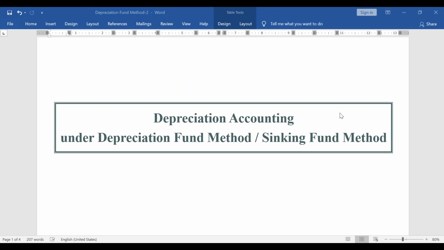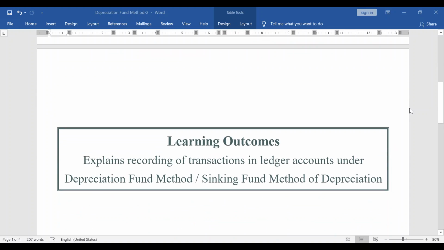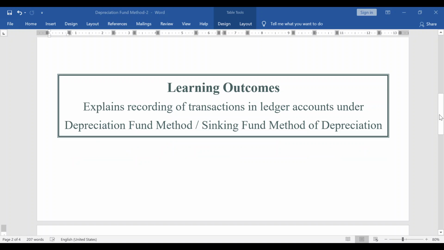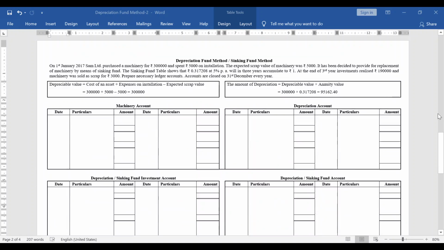In this session, I will explain the recording of various transactions under Depreciation Fund Method, which is also called the Sinking Fund Method. That is, at the end of this session, you will be able to understand how different ledger accounts are maintained under Depreciation Fund Method. I have already discussed the journal entries recorded under Depreciation Fund Method in my previous video.